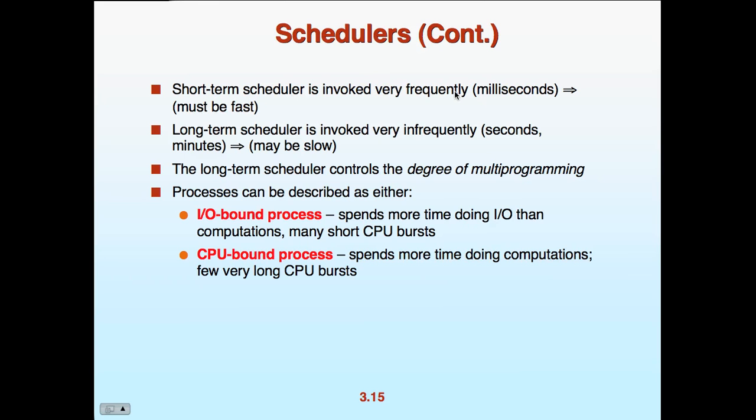The short-term scheduler is invoked very frequently, in milliseconds, so it must be fast. The long-term scheduler is invoked very infrequently, in seconds or minutes. This is relative, the degrees of milliseconds, seconds, minutes. It's usually measured in clock ticks: how many clock ticks per second, and then you judge that out.